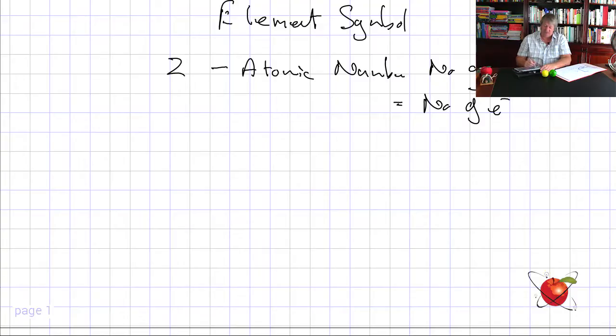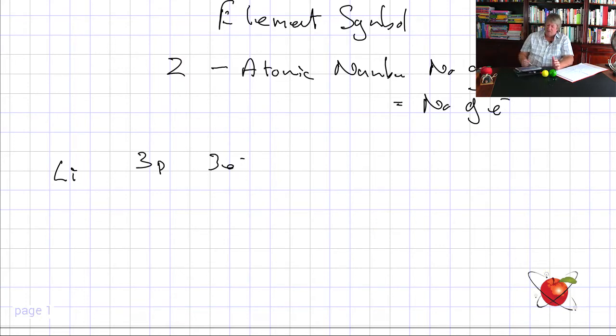The next thing is to see what happens if we go up to element number 3, lithium. Lithium is element number 3, and it's got 3 protons and 3 electrons in it. We need to devise how these 3 electrons are going to be put in. We'll go back to the atomic number and some of those calculations in a little while.